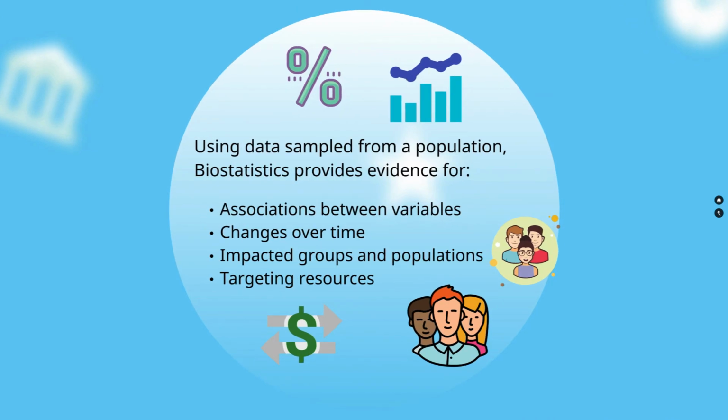Using data sampled from a population, biostatistics provides evidence for associations between variables, looking at contingency tables, group means, or correlation. You could look at changes over time. So how does blood pressure change over time? You could look at impacted groups and populations. Is blood pressure different by racial group? And you could use that evidence to target resources. If you find differences, are there interventions that could alleviate those differences and make for more equal results across populations that are at risk?